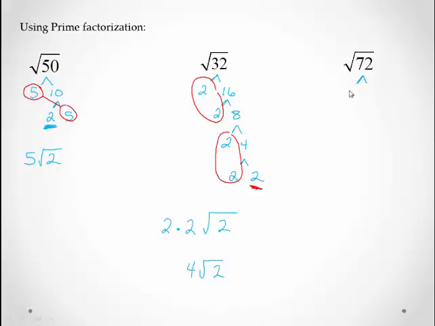And then 72 divides by 2. And again, if I don't recognize that the 36 is a perfect square, I can keep going.